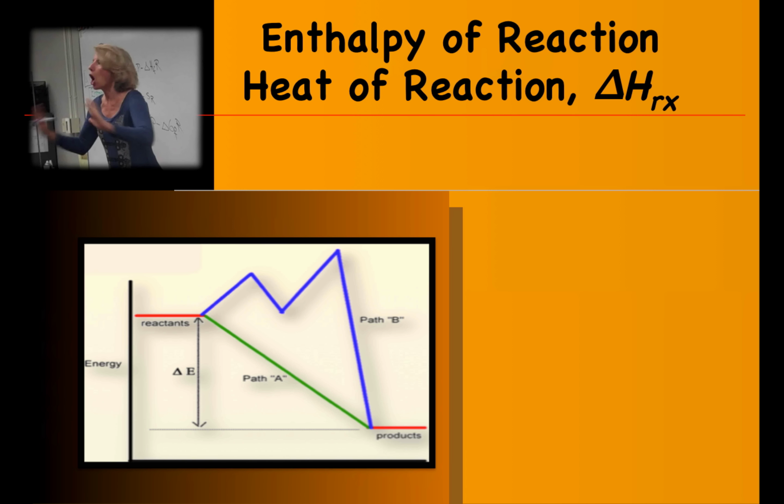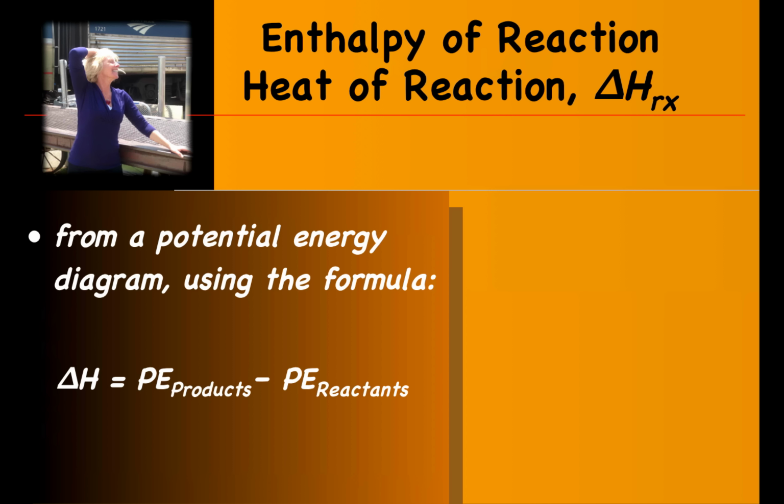Well, let's now consider the last method for determining delta H. We can use potential energy diagrams and use the formula that delta H is equal to the potential energy of products minus the potential energy of reactants. Let's look at 2 examples.